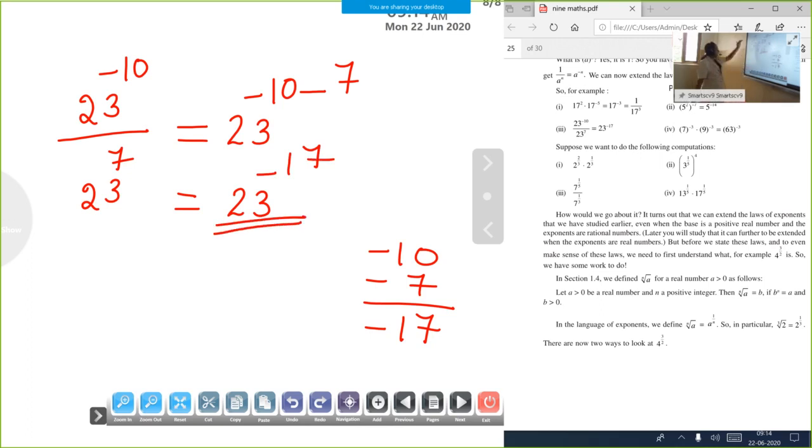This way you solve it. a raised to m divided by a raised to n equal to a raised to m minus n.